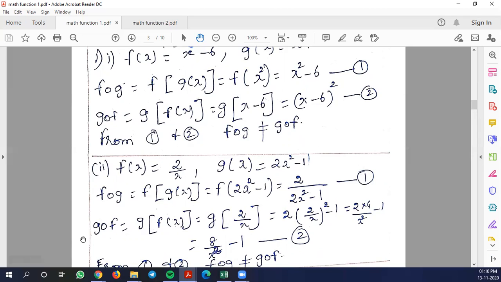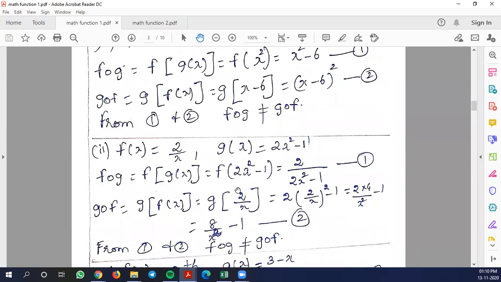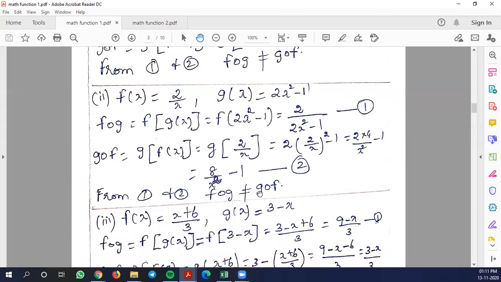This is equation 1. Then g of f of x equal to g of, what is f of x? 2 by x. Now this is our x. What is g of x? 2x square minus 1. So it is 2 into, what is our x here? 2 by x, the whole square, minus 1. That is equal to 2 into, what is 2 square? It is 4. By x into x is x square, minus 1. 2 4s are 8 by x square minus 1. Again you see 1 and 2 are not equal.